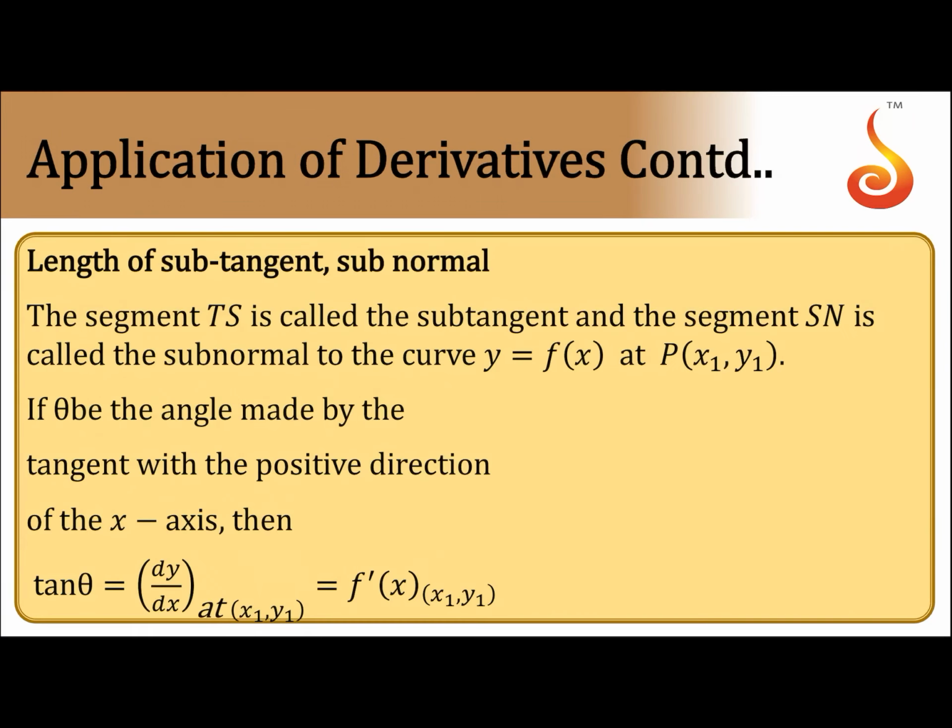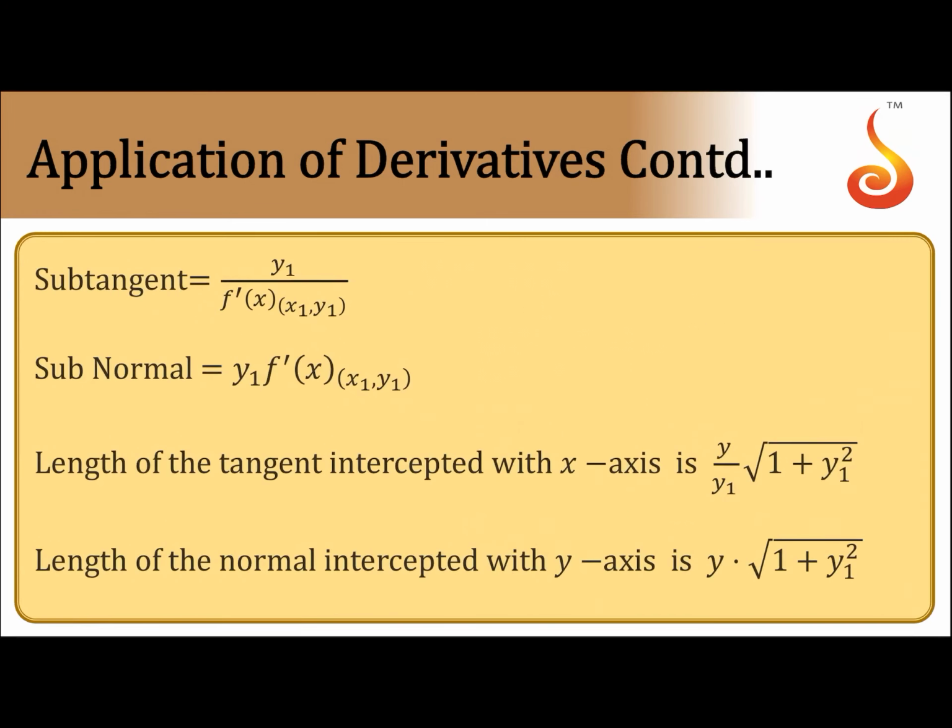Coming to the next one, subtangent and subnormal. When you draw the tangent line to the curve and the normal to the curve, and drop the perpendicular, this length is called the subtangent, the projection of the tangent on the x-axis. This length is the subnormal, the projection of the normal. And you know the length of the tangent and the length of the normal.